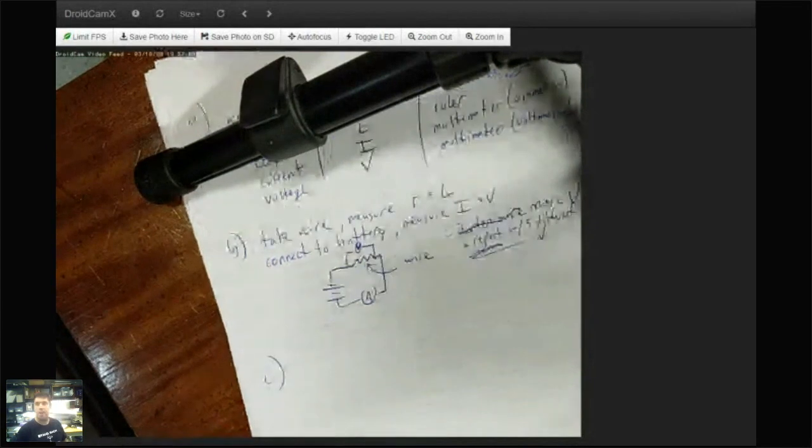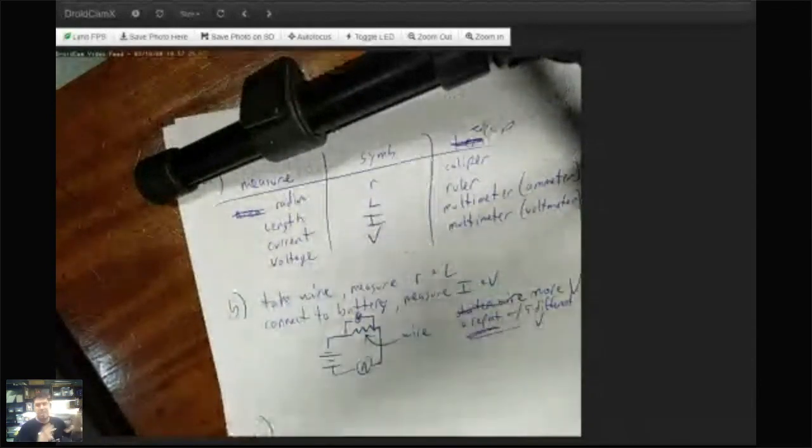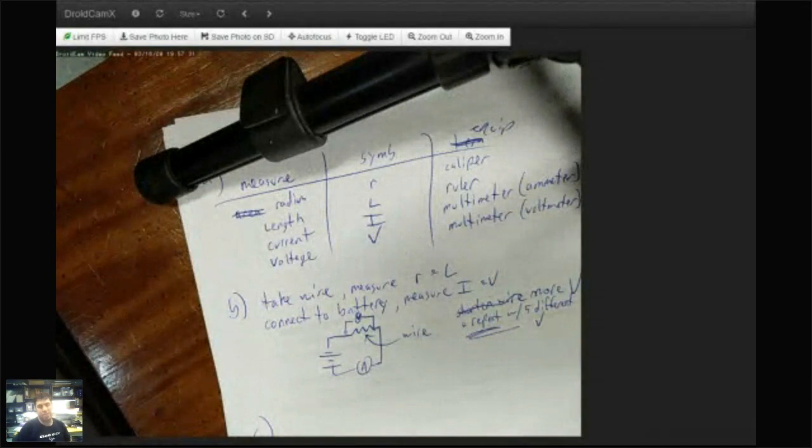All right. And finally, the last part on here is going to be: describe how the data could be used to determine the resistivity of the wire, include equations where appropriate. Okay, so now I've got this data. You can imagine I have this giant data table that has R, L, I, V, all sorts of data in here. How the heck am I going to get the resistivity out of it?